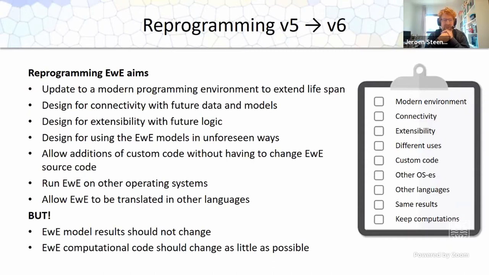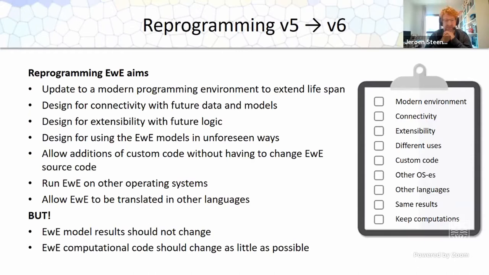So basically we had to design Ecopath for users that we could not foresee. That's challenging. We also wanted to allow additions of custom code without having to change Ecopath's source code. That was not Achilles heel. I'll get back to that later. Ecopath needed to be run on other operating systems and needed to be translated in other languages, which is something now we're working on with Santiago, for instance.